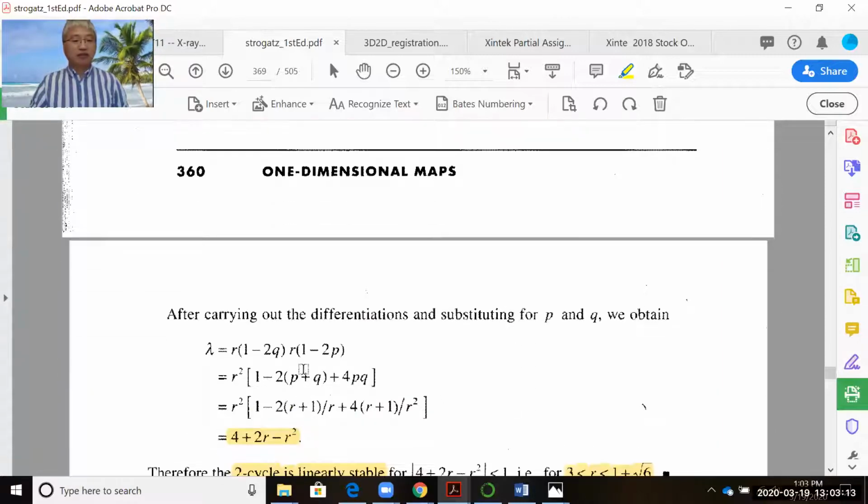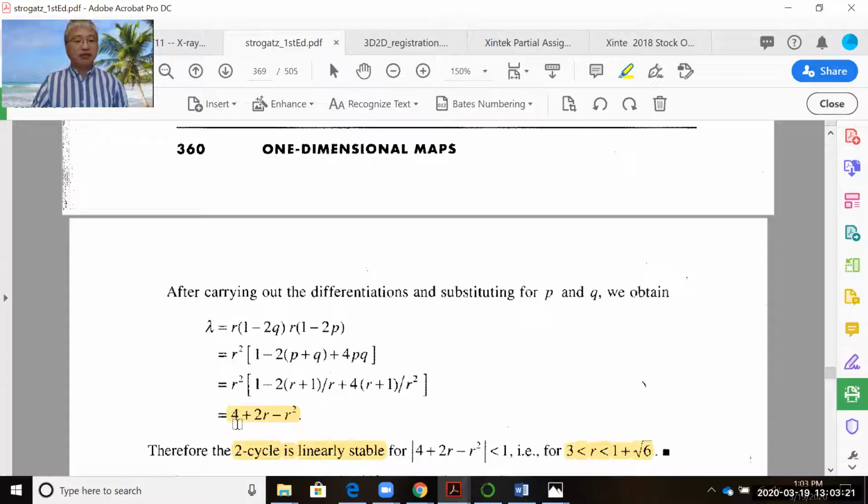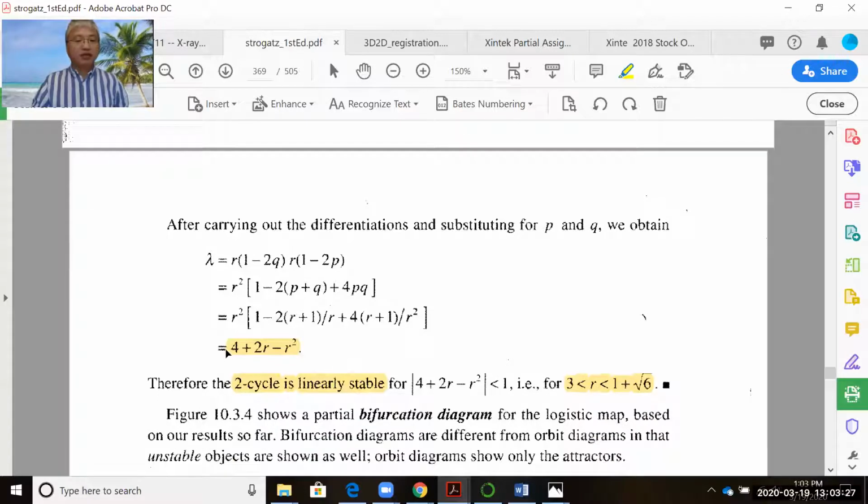So here is the algebra. I won't go through that. If you plug in those q and p values, you get this value. After carrying out the differentiation and substituting p and q, you get this, and this is a quadratic equation. We can decide when it's greater than 1 and when it's less than 1. It will be stable if this value, the multiplier, is less than 1.